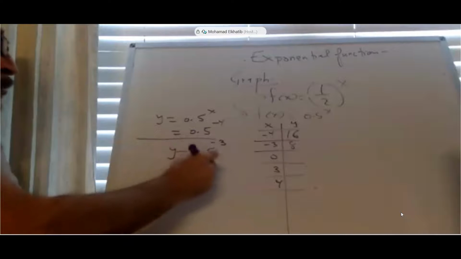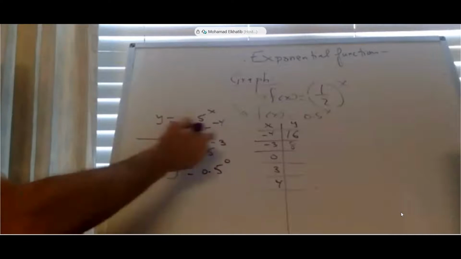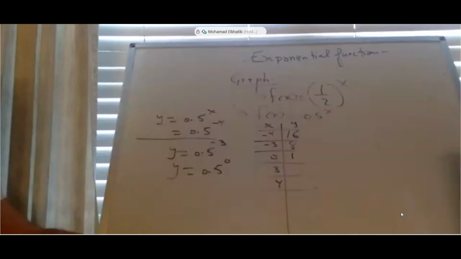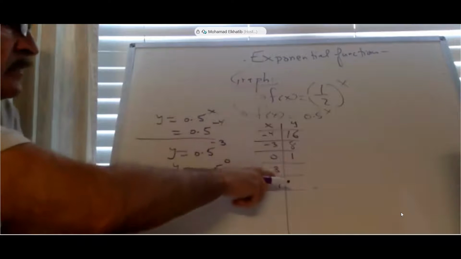Now, what is x? 0. So everywhere I see x, I put 0. But any number raised to the power 0 is 1. I don't need a calculator. Even a million to the power 0 is 1. Any number, so you guys need to know that. A number raised to the power 0 is not 0. It's always 1.